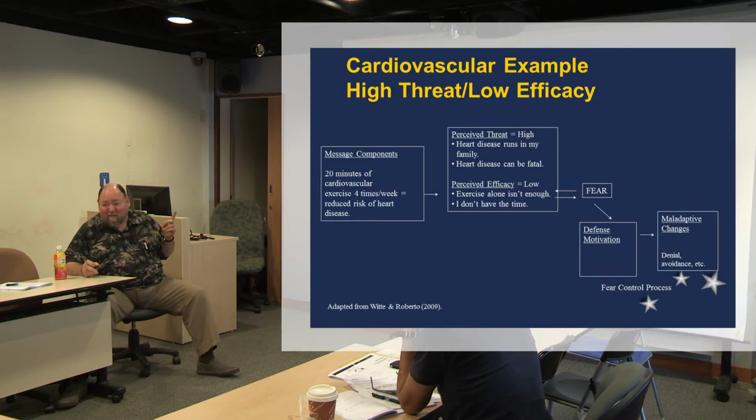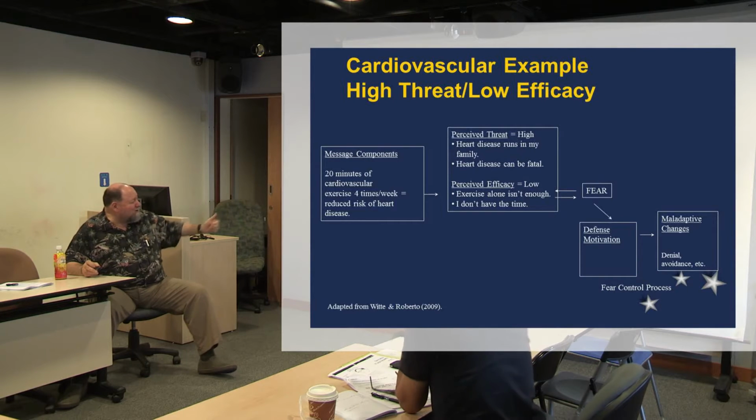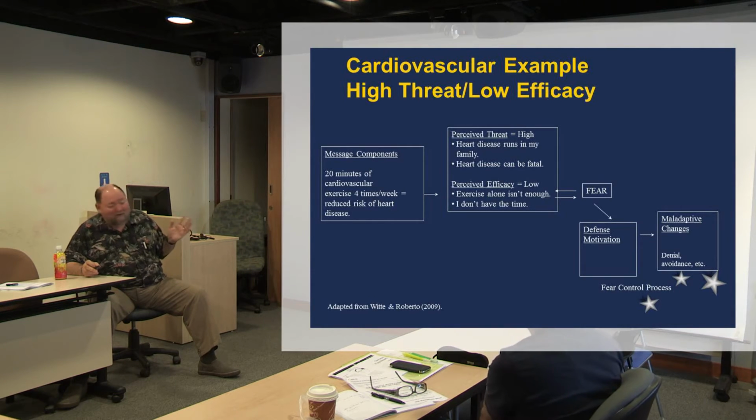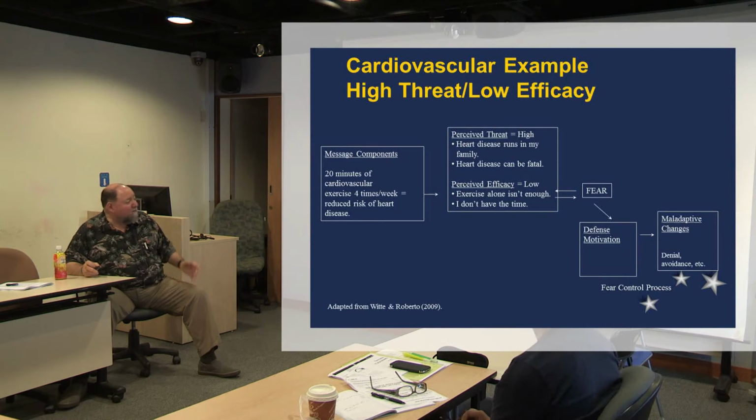This is the typical fear appeal situation. High threat. Okay? This is what we want you to do. Heart disease runs in my family, it can be fatal. But I don't think there's much I can do about it. I don't have the time. I don't want to do this. It's a pain in the neck. And so you move to a defense motivation. You're trying to control the fear. Maladaptive changes, you're not going to work it.